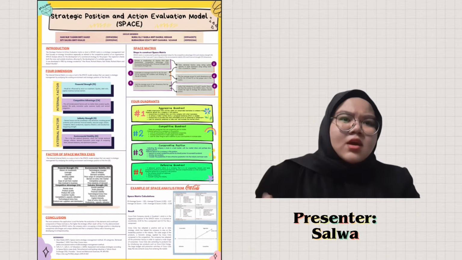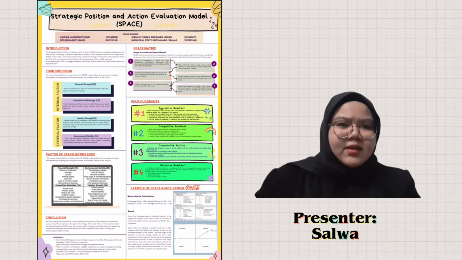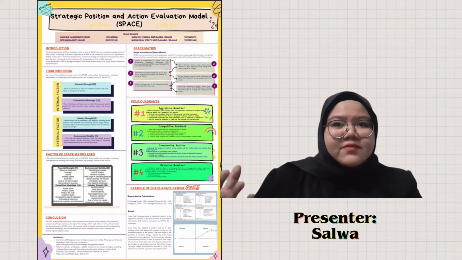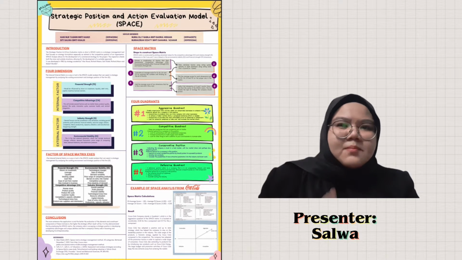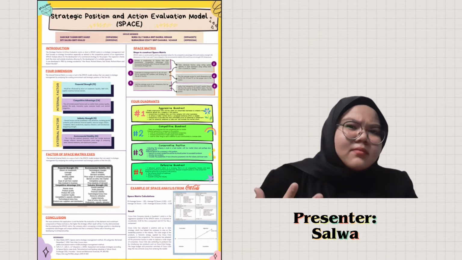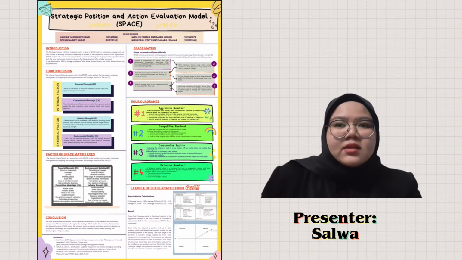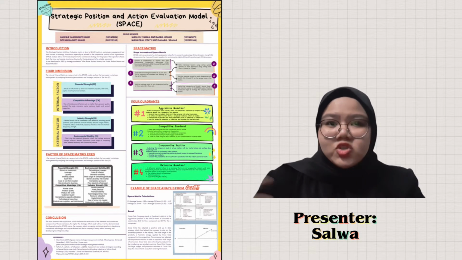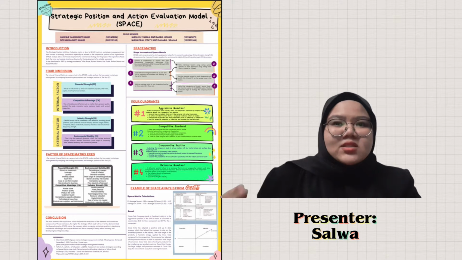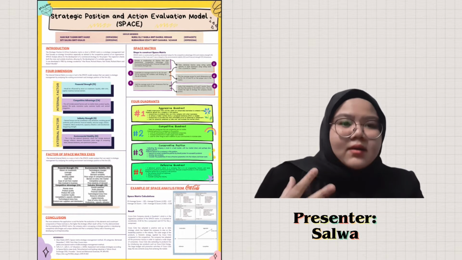Before that, do you ever know how many businesses in Malaysia are struggling during this pandemic? It actually affected most of the businesses, including small, medium, to the big corporations, which make up a significant 98.5% of the nation's businesses. Therefore, the Strategic Position and Action Evaluation matrix, or in short the SPACE matrix, is a strategic management tool that focuses on strategy formulation, especially as related to the competitive position of an organization.